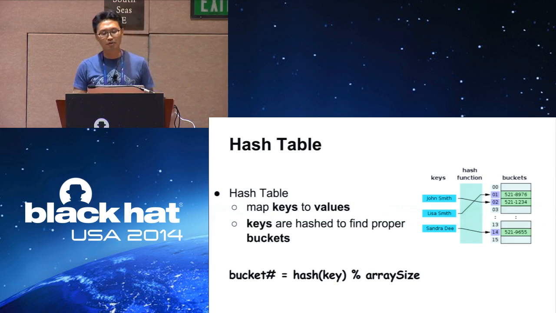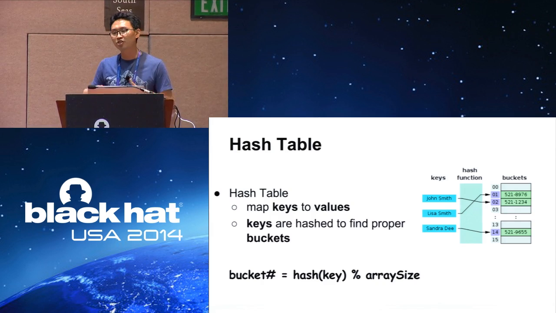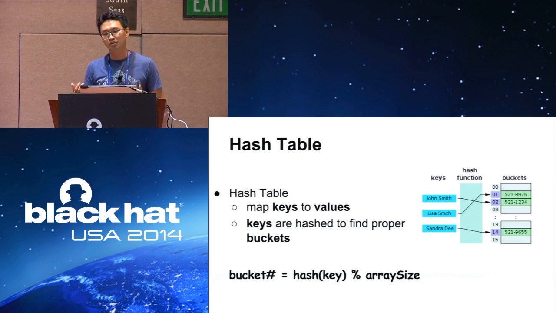So this computation can be done like this. If you have a key, given the key, you compute the hash, and then just take the mod on the array size. This is the reason why it is doing the mod operation on the array size. It's just because most hash tables are implemented with an underlying array, and you want to make sure that the bucket index doesn't go beyond the size of the array.